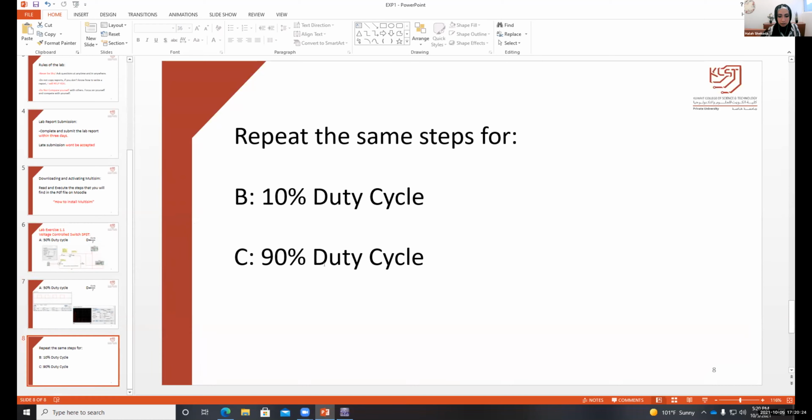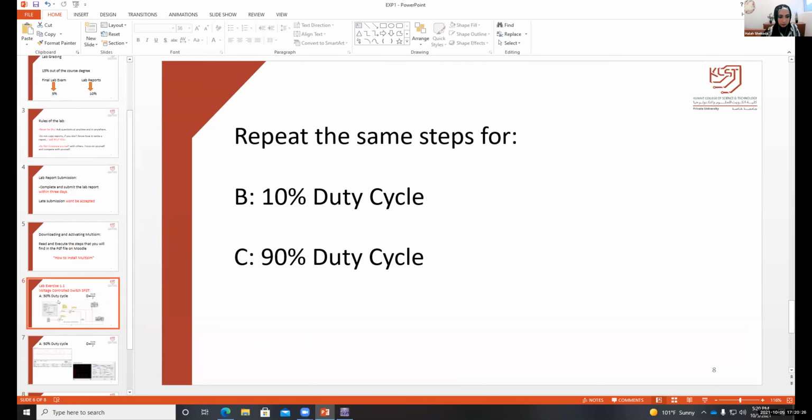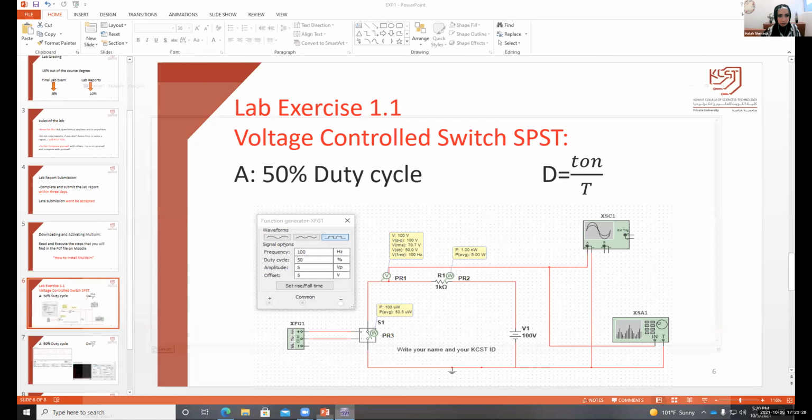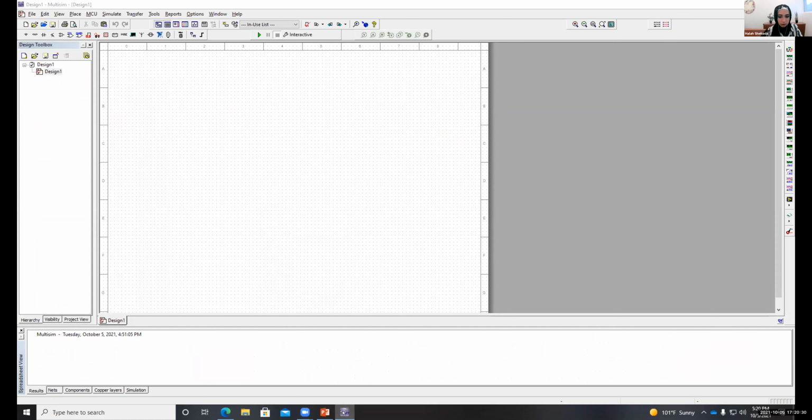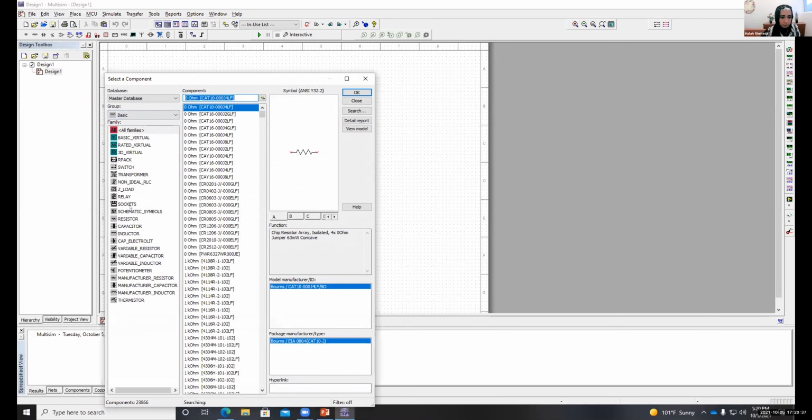So now let's go to Multisim and draw the circuit that we have over here. First of all, we need a resistor. So we will go to basic, place basic. Guys, please do that with me, okay? Because I will ask you to share your screen.